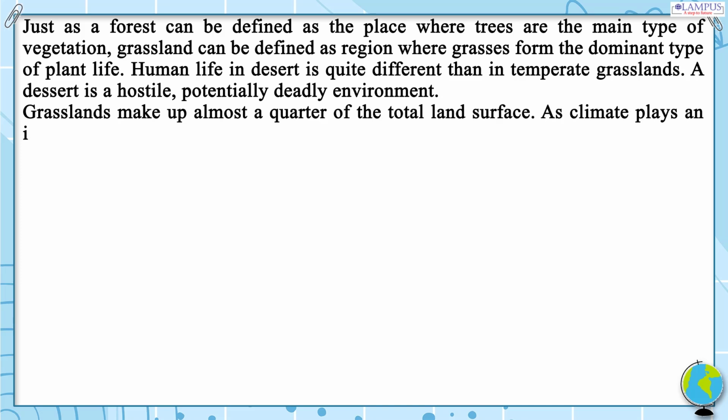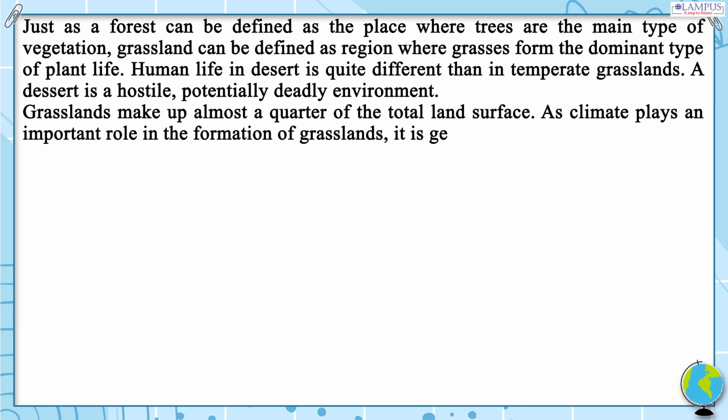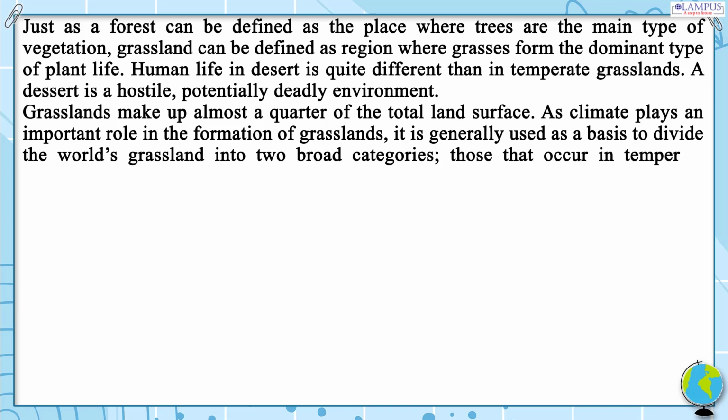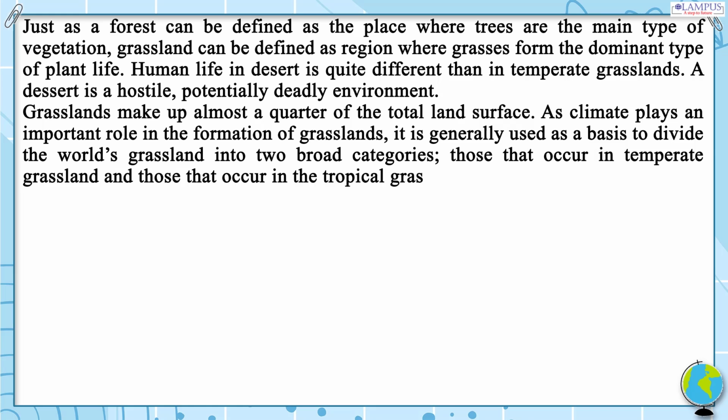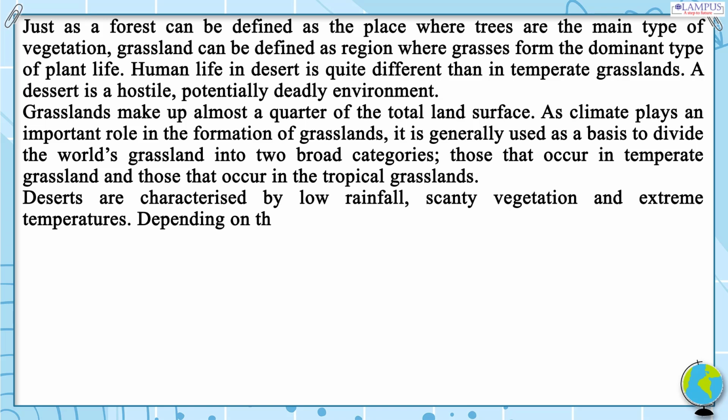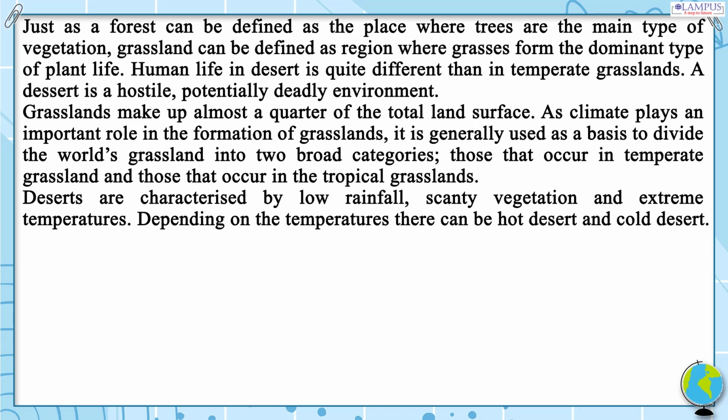As climate plays an important role in the formation of grasslands, it is generally used as a basis to divide the world's grasslands into two broad categories: those that occur in temperate regions and those that occur in the tropical regions. Deserts are characterized by low rainfall, scanty vegetation and extreme temperatures. Depending on the temperatures, there can be hot desert and cold desert.